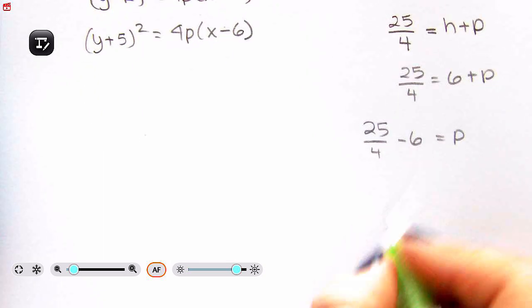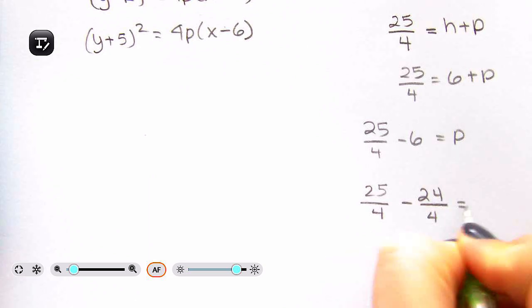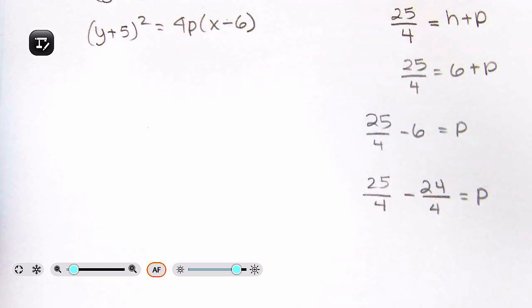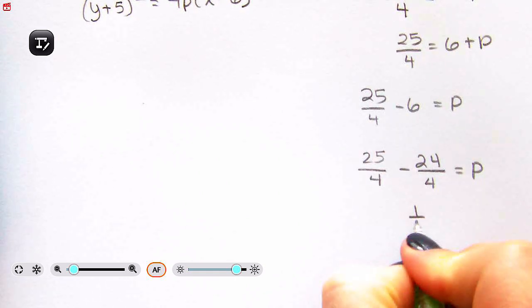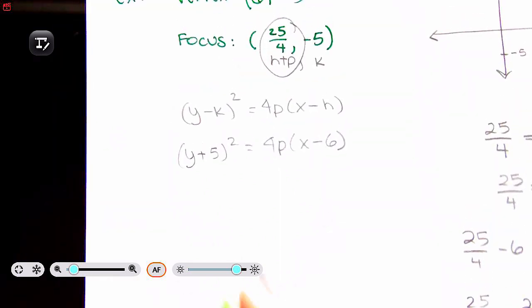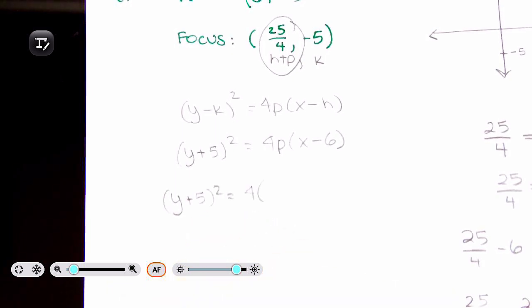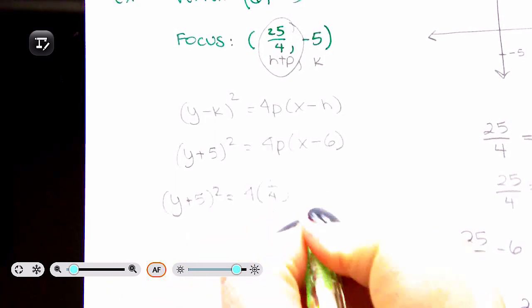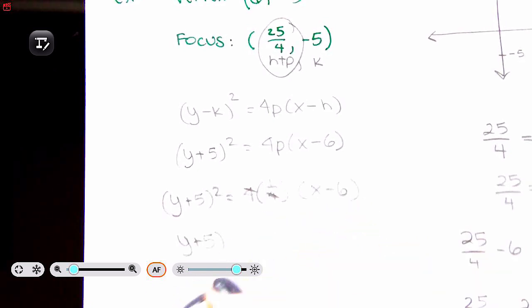Now we're going to convert this to a common denominator. Make sure you're dealing with fractions. Do not use that calculator and convert this to a decimal. Don't do it. So now we have 1/4 positive is equal to p. Coming back up here, we have y plus 5 squared is equal to 4 times positive 1/4 times x minus 6. So my equation is y plus 5 squared is equal to x minus 6, since these cross out.